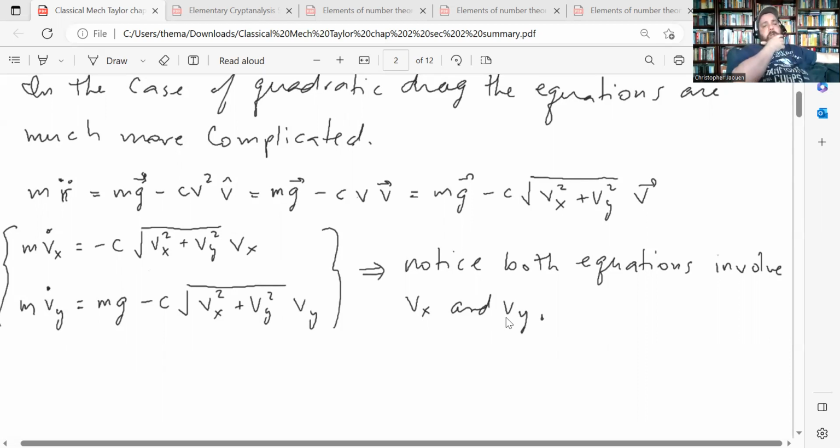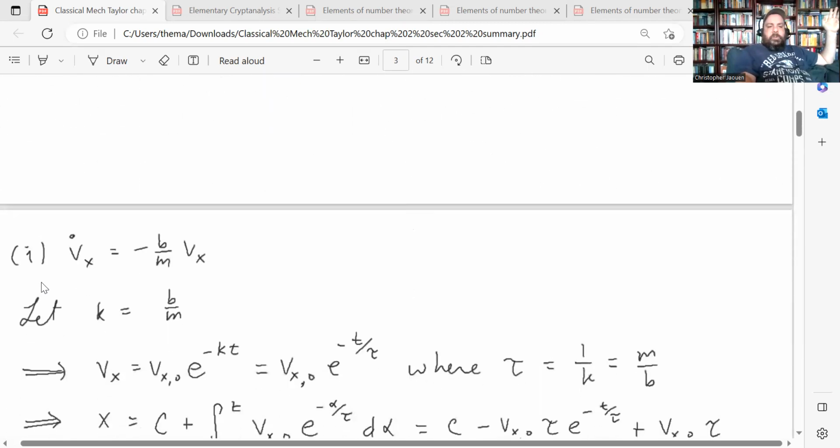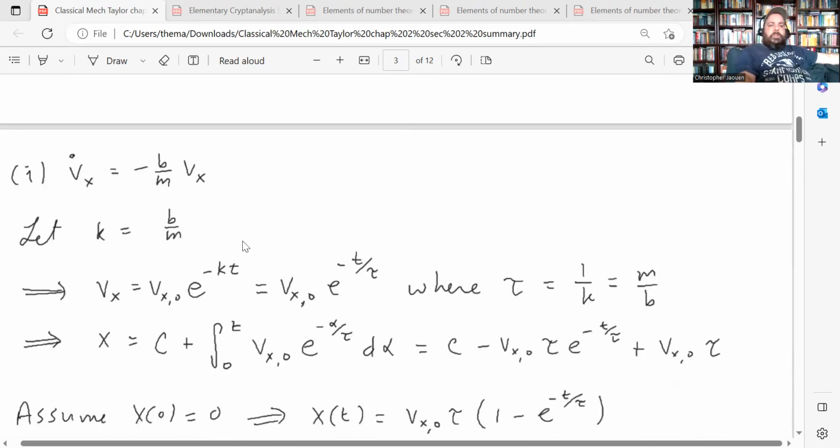He does say in the book, we'll look at quadratic drag in a later section. It's like 2.4 or something like that. I forget what number, but we'll look at quadratic drag later on in chapter 2. All right, but in this section, we're just restricting ourselves to linear drag. So we'll start with solving the equation for horizontal motion.